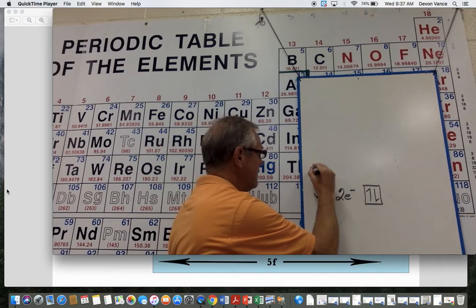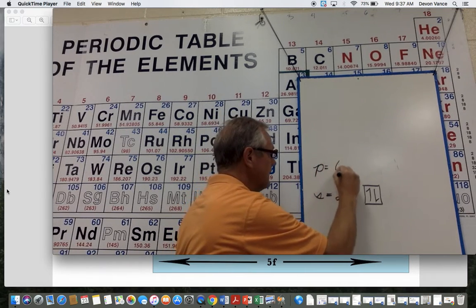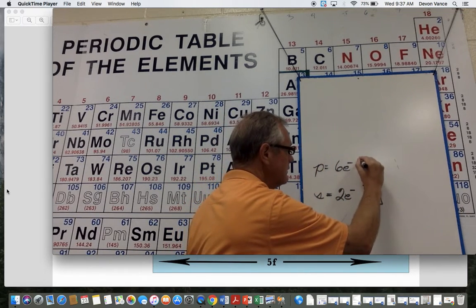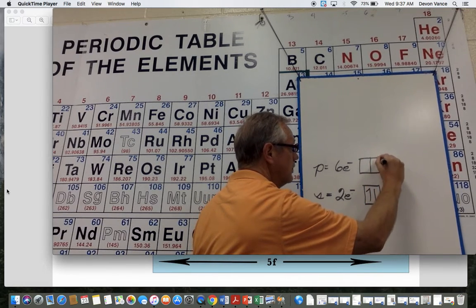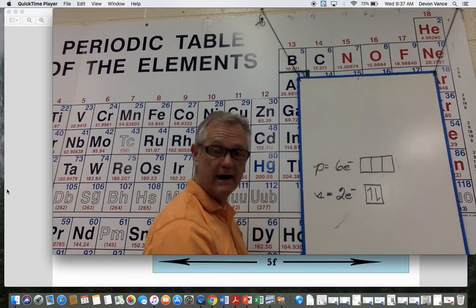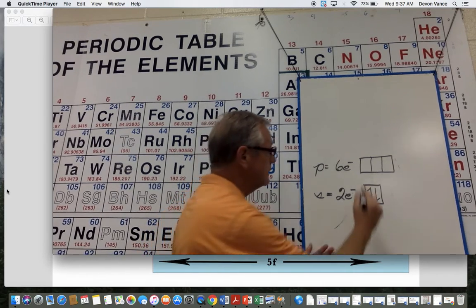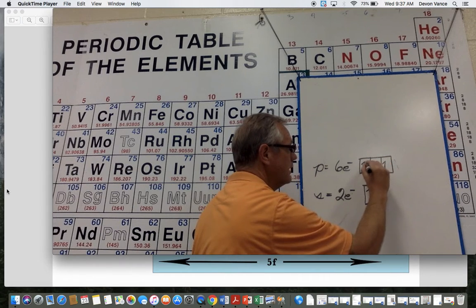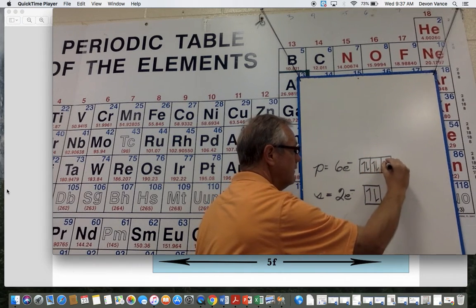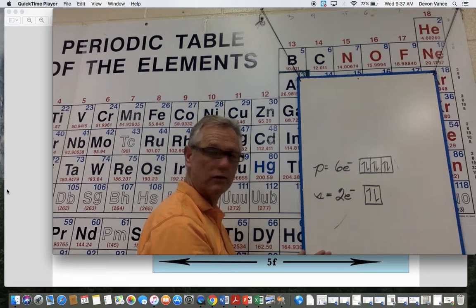Now if I have the p orbital, that's going to have 6 electrons, and if I look at its individual, and we call them rooms, I end up with 3 rooms. We know that each one of them can hold 2, so it'll be 1, 2, 3, 4, 5, 6. So that's what the p orbital looks like.